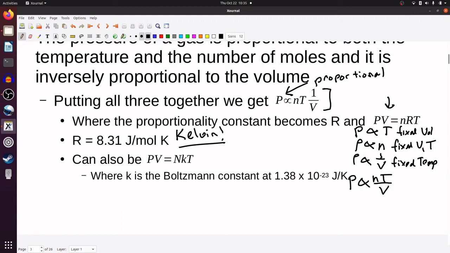Another way of expressing it is PV equals NkT, and I told you this earlier, I believe in the last slide, but N is your number of particles. And to get that, we know that k is R over N_A. That's just how it's defined. And so when you make that substitution, you get PV equals NkT. So, anyhow, that's your ideal gas law.